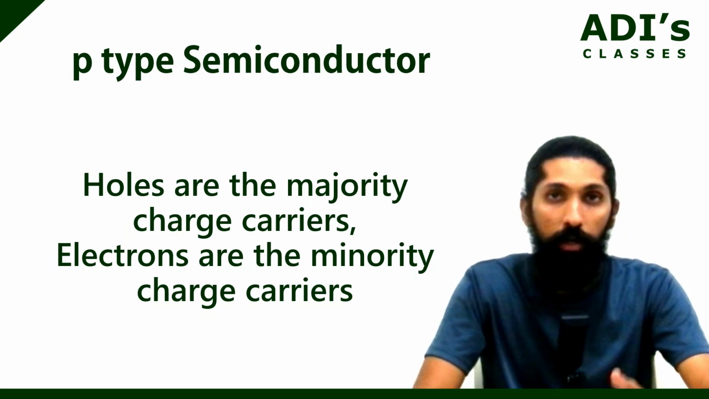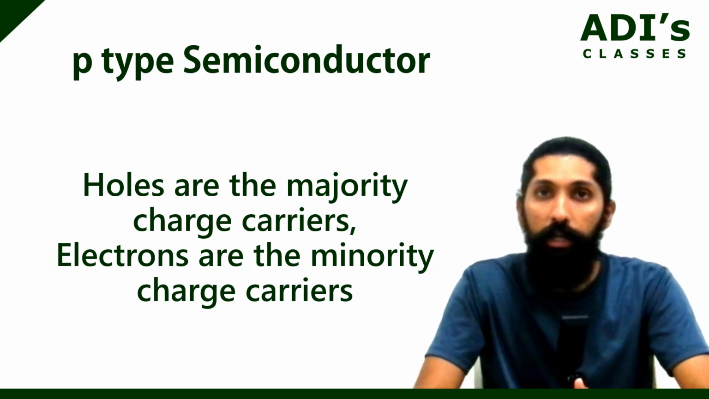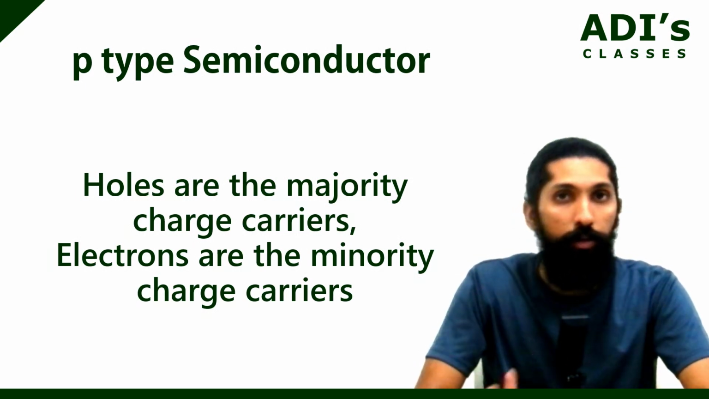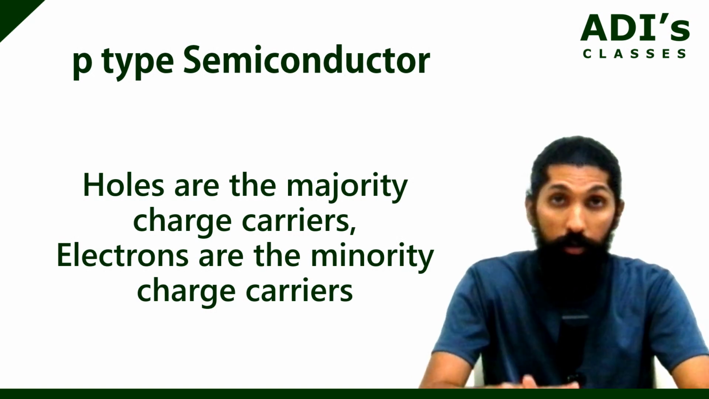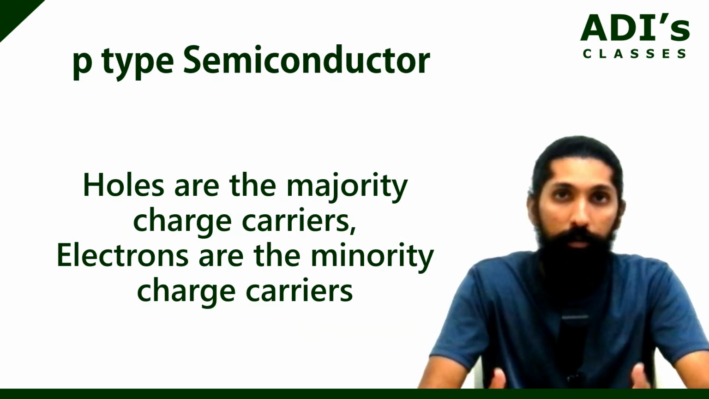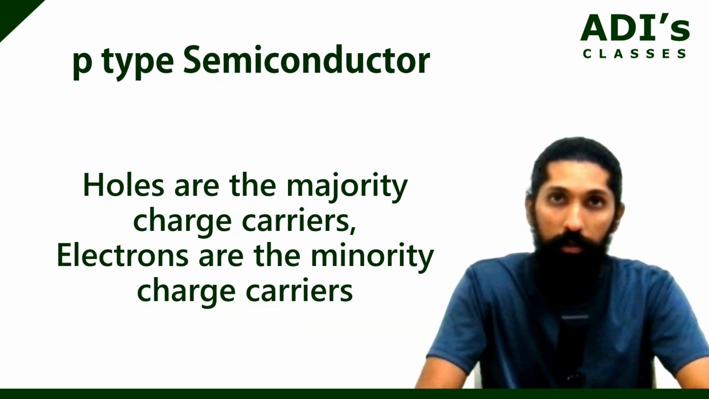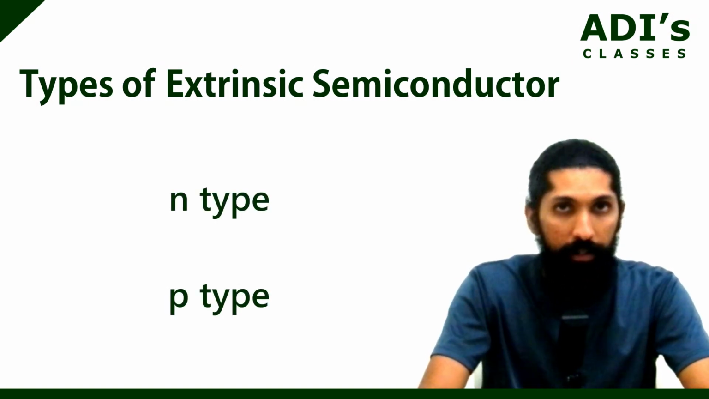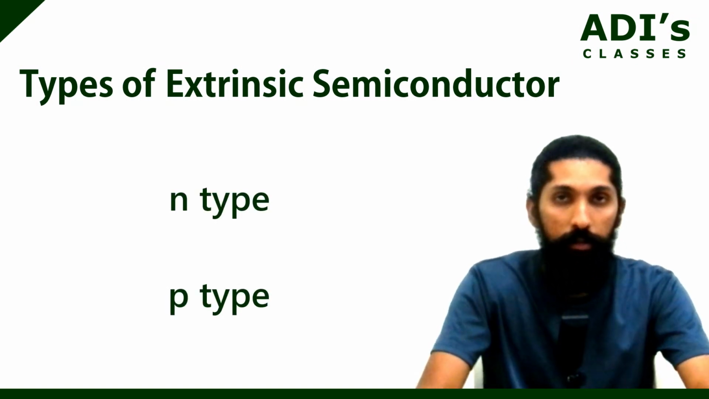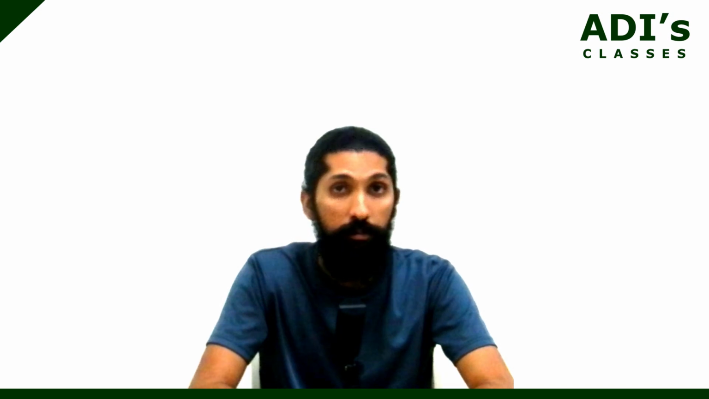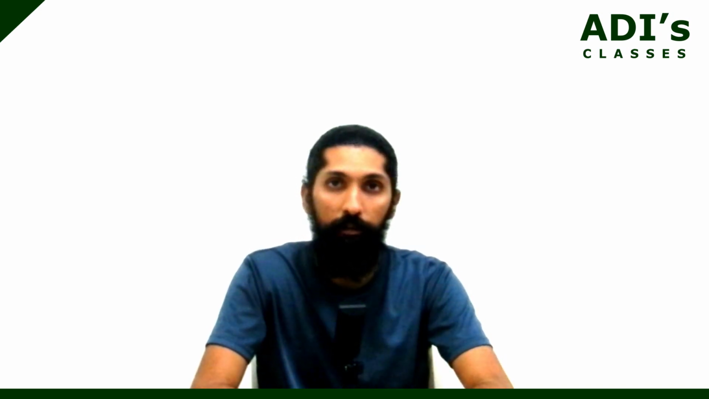Just like N-type, P-type also has similar properties, but here the majority carriers change. In P-type semiconductor, the number of holes is greater than the number of electrons. Clear? These are the two types of extrinsic semiconductors, N-type and P-type. There are certain similarities and certain differences between N-type and P-type. We'll look into those differences and similarities, basically distinctions, in the next video.